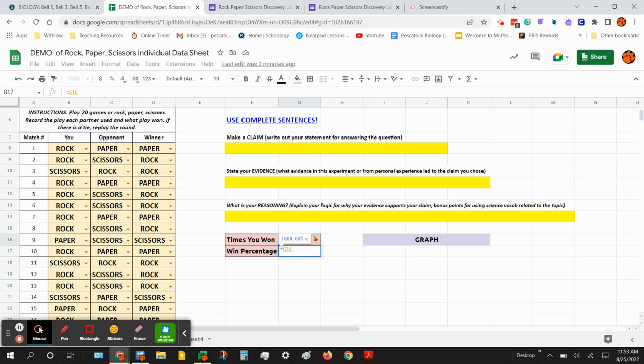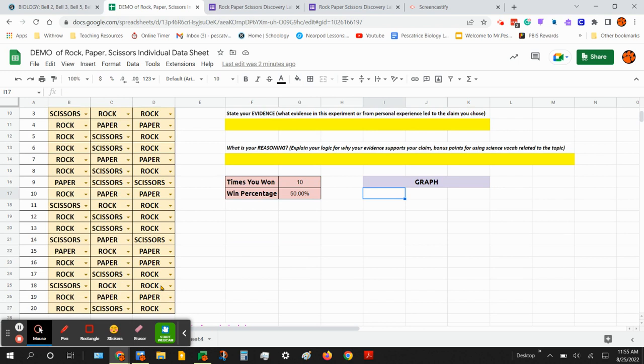The sign for division is slash. So you're going to type in slash, and then you're going to type in the total games you played. So you played a total of 20 games. So I'm going to type in 20. So it should say G16/20. When you hit enter, it's going to spit out a percent for you. So I won 50% of my games. So half the time I played, I won, half the time I lost. So this gives you an idea of how successful you were at rock, paper, scissors.